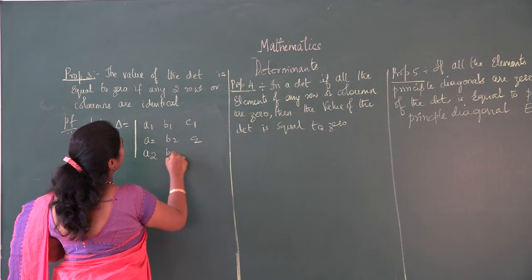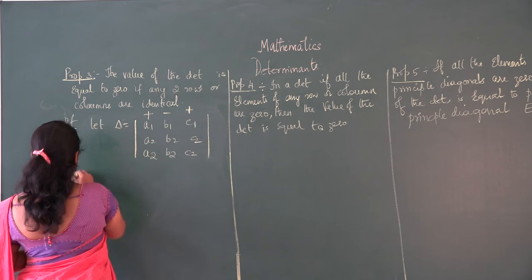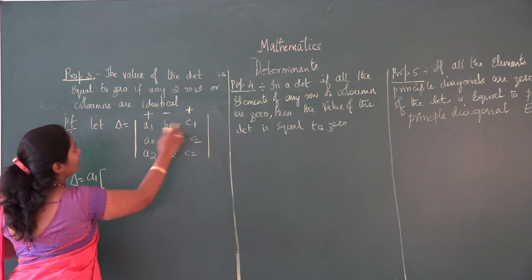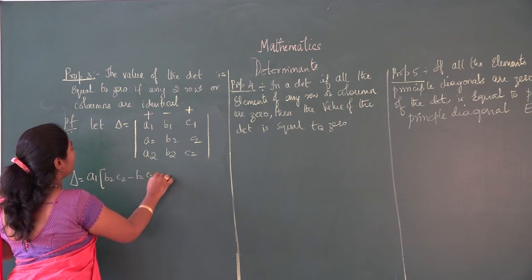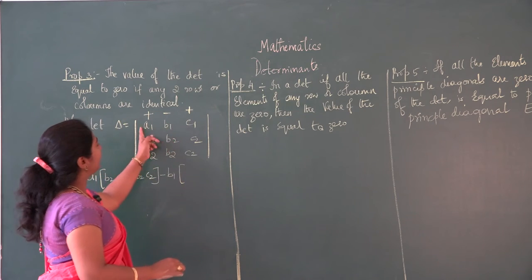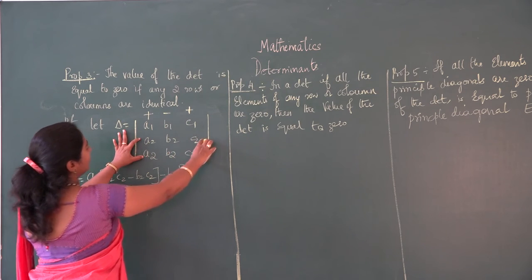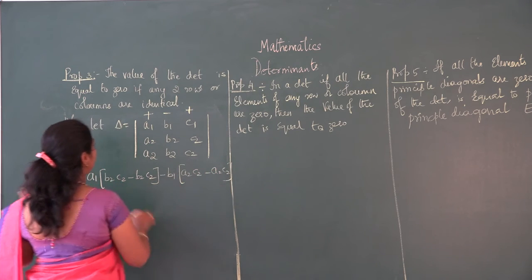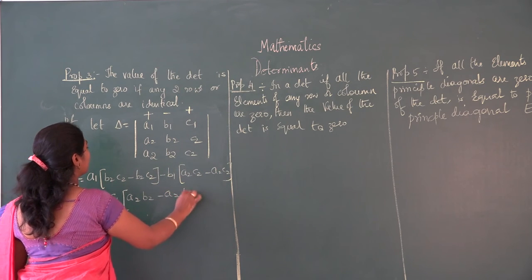So A2 B2 C2. What are the signs associated? Plus, minus and plus. When we consider the first element, plus A1 into, you're supposed to leave the A1 row and A1 column. What is left out? B2 C2 minus B2 C2. The second element is minus B1. Leave the B1 row and B1 column. The elements left out are A2 C2, A2 C2 again, so the product of the principal, A2 C2 minus A2 C2. Similarly, C1 into A2 B2 minus A2 B2.